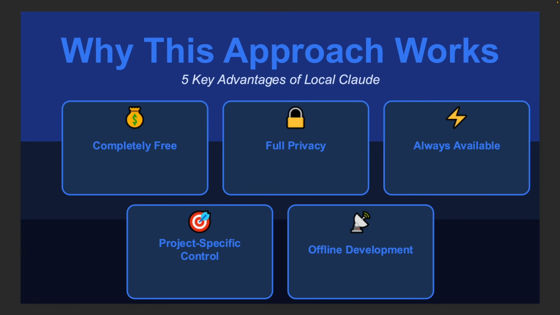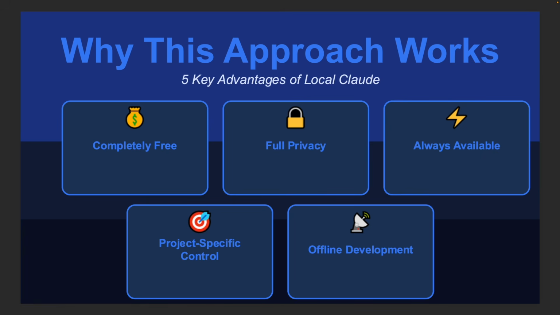Project-specific control. With the .claude/settings.json approach, you can have different models for different projects. Ultimate flexibility. And finally, offline development. No internet required once the model is downloaded and cached.